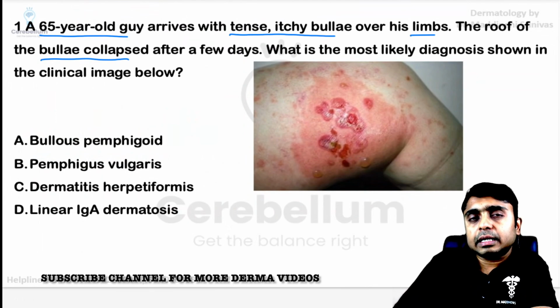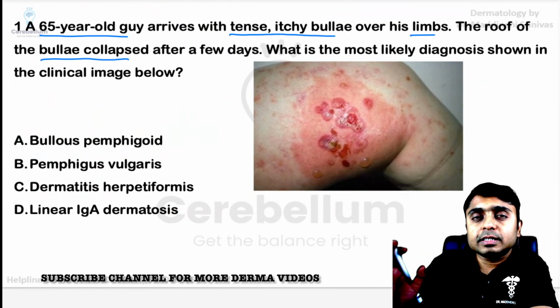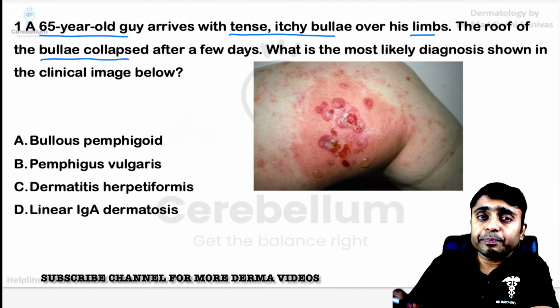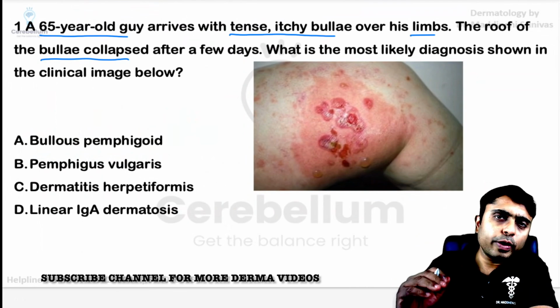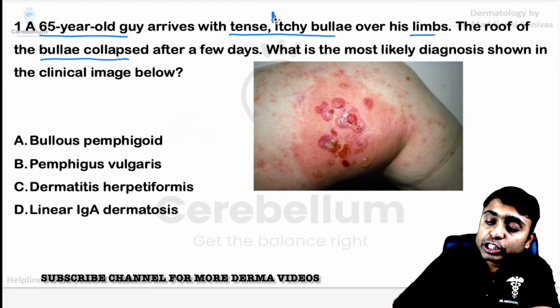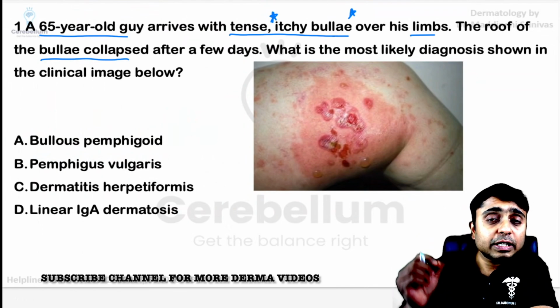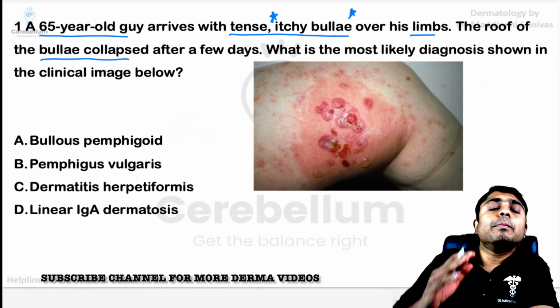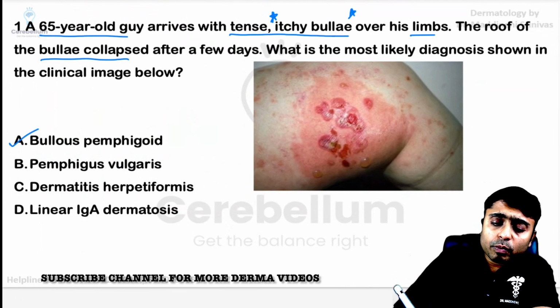With this history, if you are aware of the most important chapter, which is immunobullous disorder, and you are thinking in terms of immunobullous disorder as the answer, you are going in the right way. And by looking at this itchy bulle, if you have thought about the diagnosis of a subepidermal blistering disorder, which is bullous pemphigoid, you are absolutely correct. And what are the points in favor of bullous pemphigoid diagnosis?